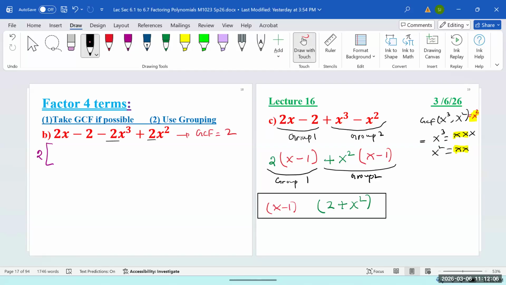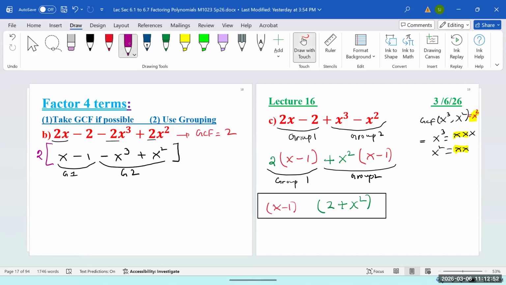So what is left? Go ahead. No, the first term. What is left here? x minus 1 minus x cubed plus x squared. So anytime you have a GCF, factor that out. And now we go to the grouping method because we have 4 terms. So we take the first 2 terms and combine them into group 1. The second 2 terms combine into group 2. G means group. I'm too lazy to write group.